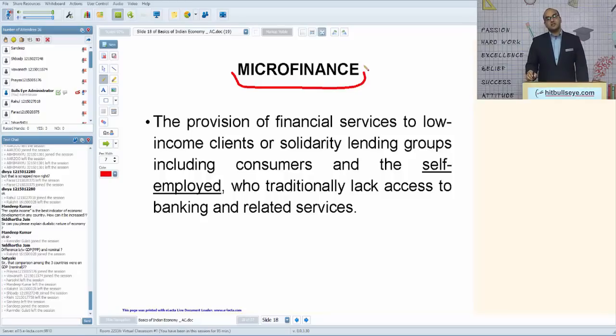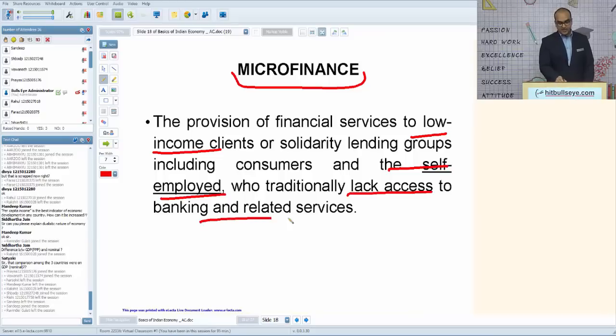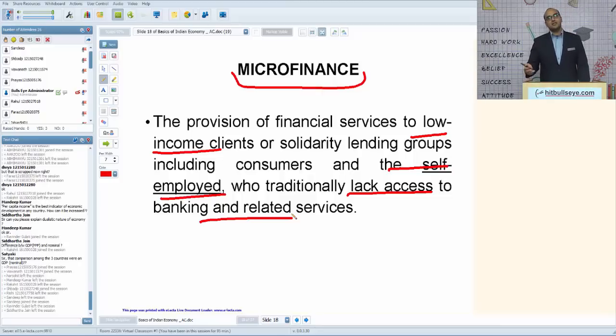So microfinance is nothing but providing finances or loans, advances, etc. to majorly low income clients and the self-employed who traditionally lack access to banking and related services. As far as this particular section of society is concerned, they are in need of small ticket size finances. So perhaps a farmer would need 5,000 rupees or 10,000 rupees every year at the beginning of the harvest season or at the beginning of the sowing season.